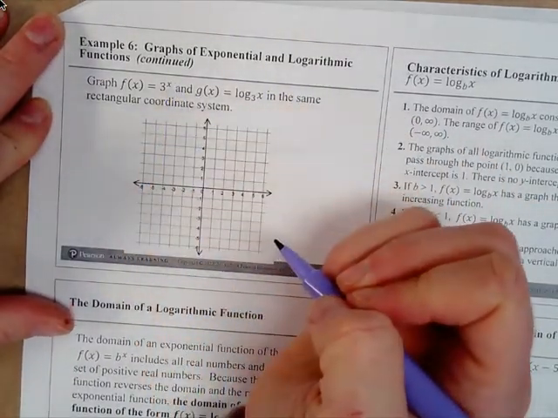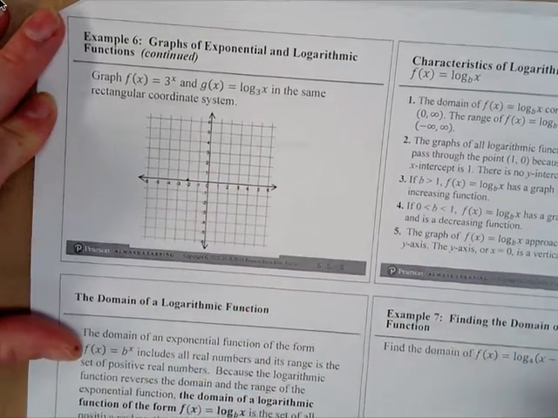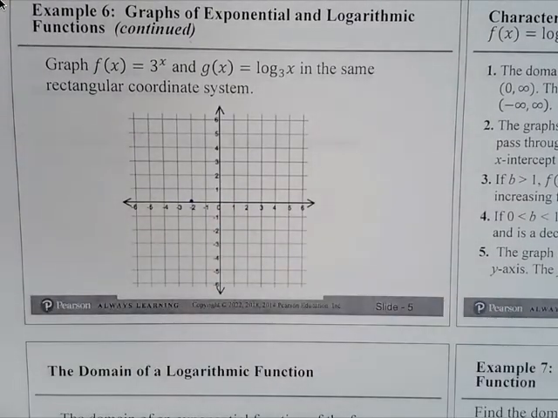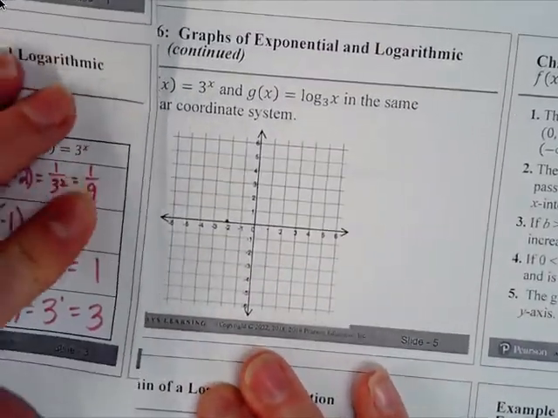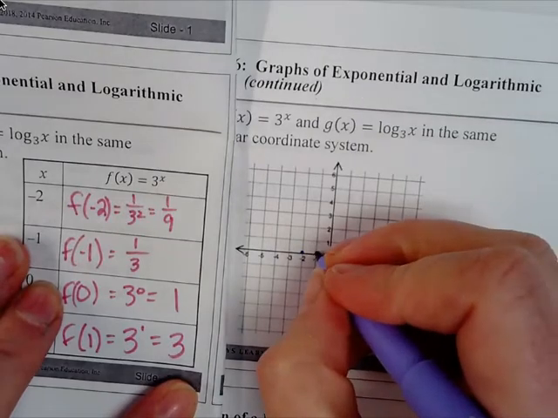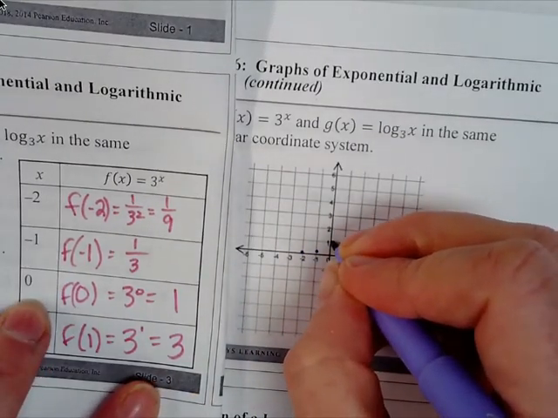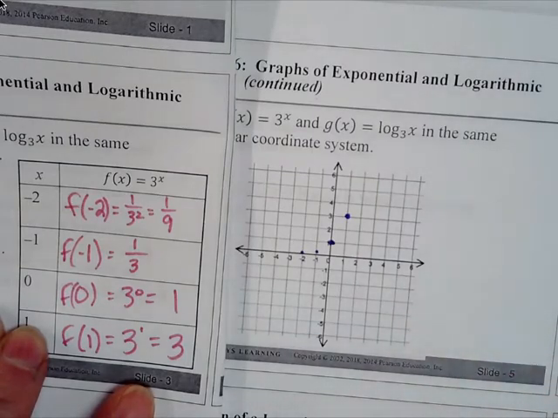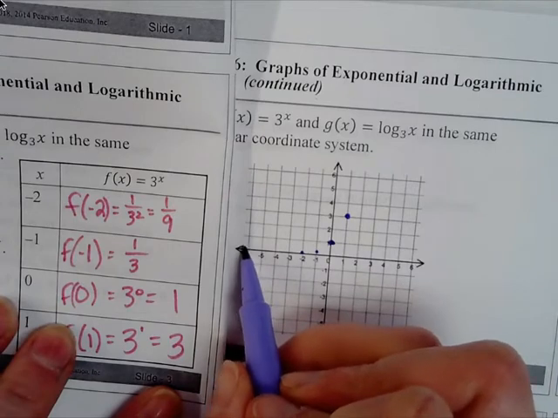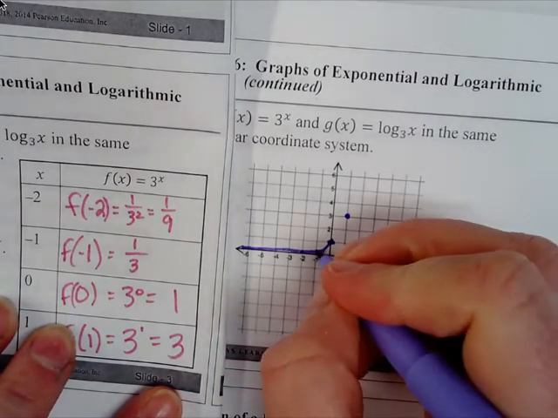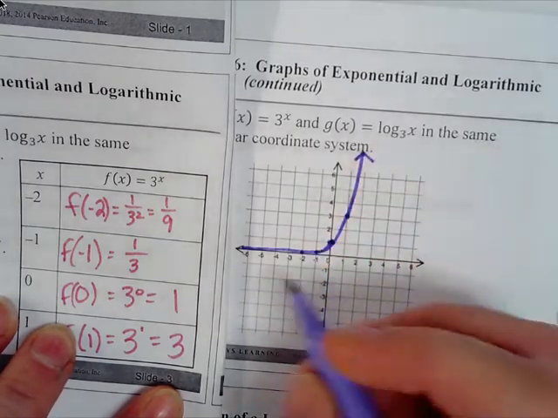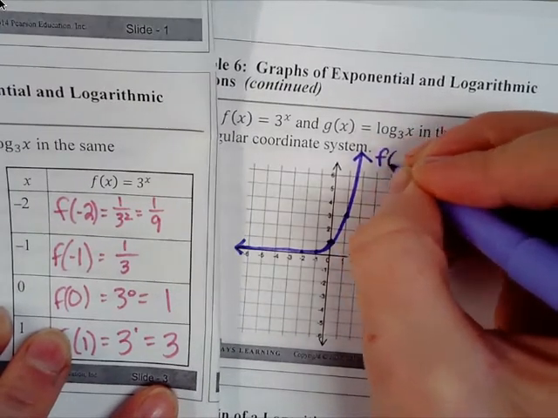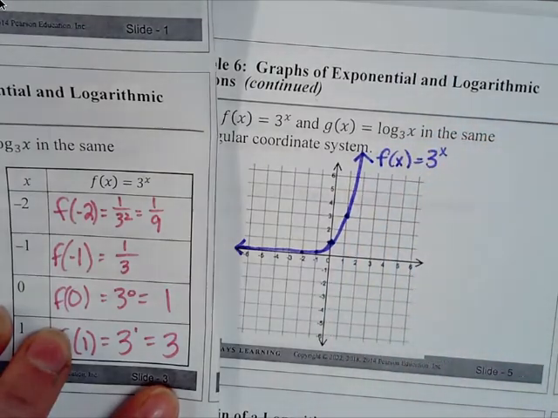So for the 3 raised to the x power, negative 2 was at 1/9. I'm going to graph these. And then negative 1 is 1/3. 0 is 1. And 1 is 3. So we know that the exponential function is a smooth curve starting at your x-axis, because that's your asymptote, and it has a smooth increasing graph. So this one is f of x equals 3 raised to the x power. It's the exponential function.